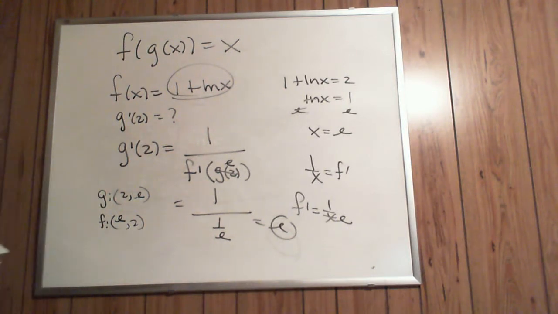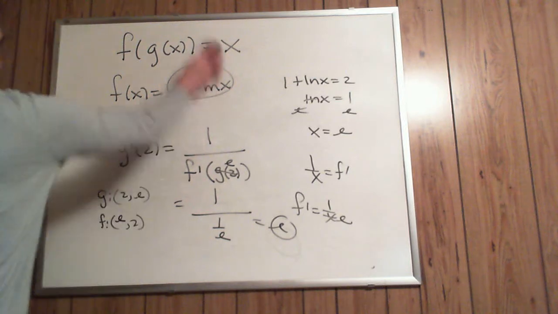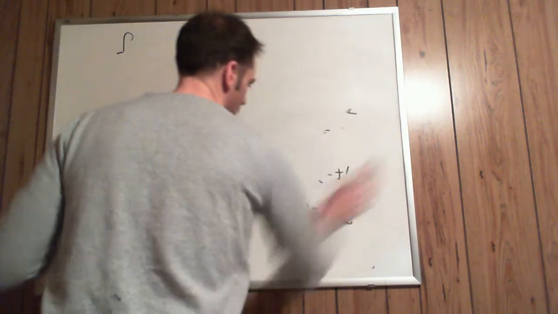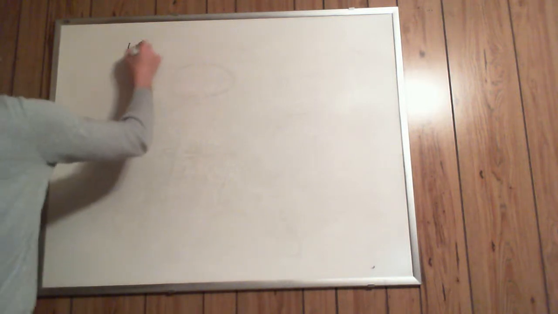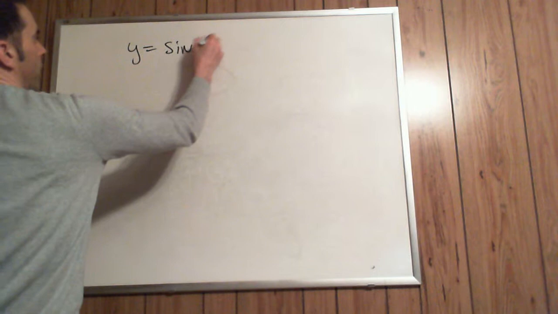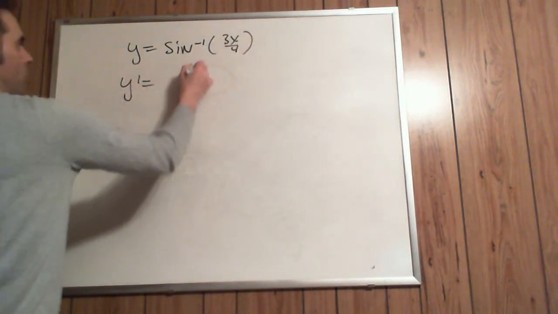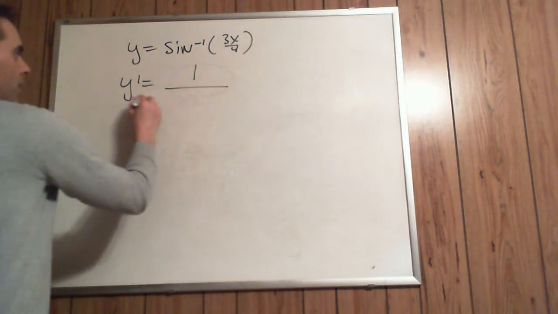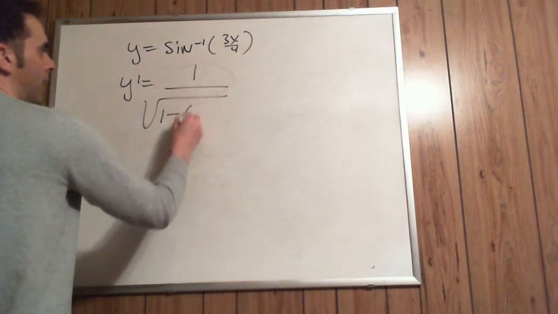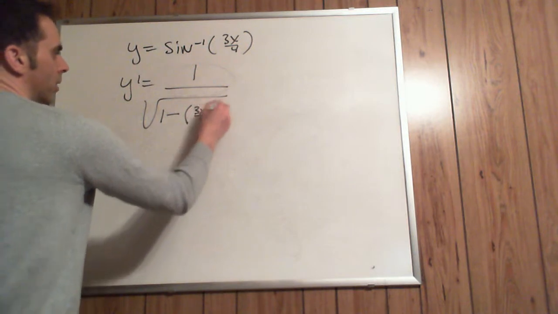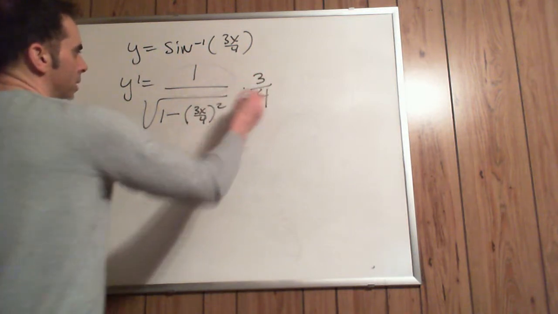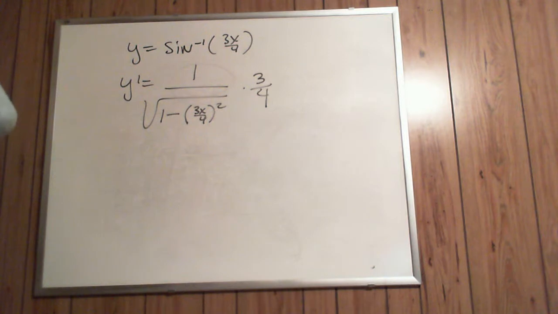Okay, and next, just two quick derivatives here that we need to often remember are the sine inverse and tangent inverse. Suppose we want to find the derivative of y equals sine inverse of 3x over 4. So y prime would be equal to 1 over the square root of 1 minus the inside stuff squared times the derivative of the inside, which is 3/4. That answer is not acceptable.